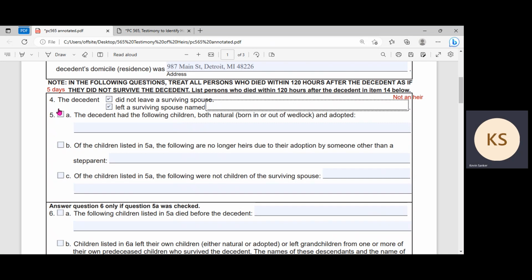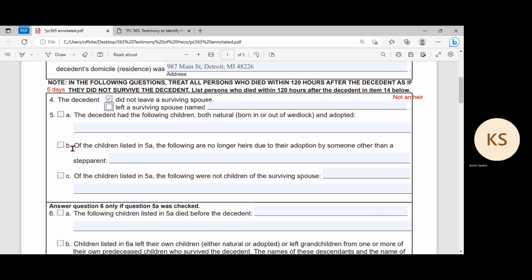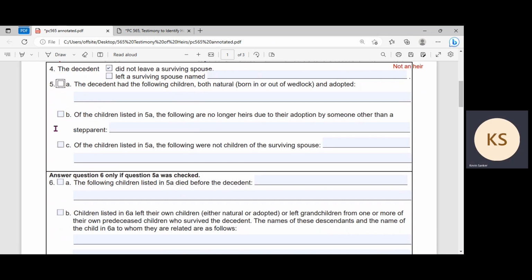5A, the decedent had the following children, both natural, born in or out of wedlock, and adopted. You'll type in the name if this applies, and you'll also check box 5A. 5B, of the children listed in 5A, the following are no longer heirs due to their adoption by someone other than a step-parent. If a child was adopted and this is applicable, check box 5B and type in the name.